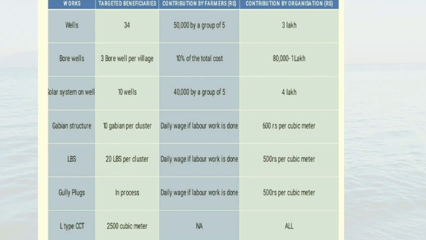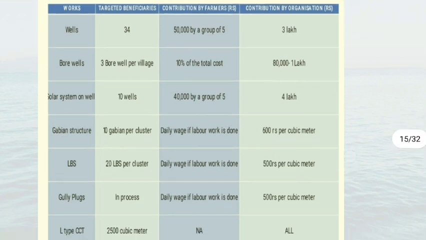there are benefits given to the beneficiaries like wells, bore wells, solar system on well, gabion structures, LBS, gully plugs, L-type CCTs, etc. Here as well, in the same way, near about 10% of the total cost is incurred on the beneficiaries, whereas the rest of the 90% cost is incurred by the organization.